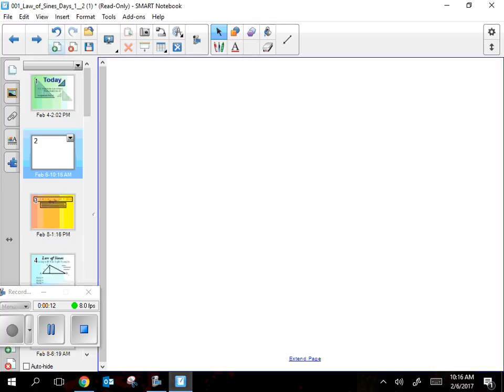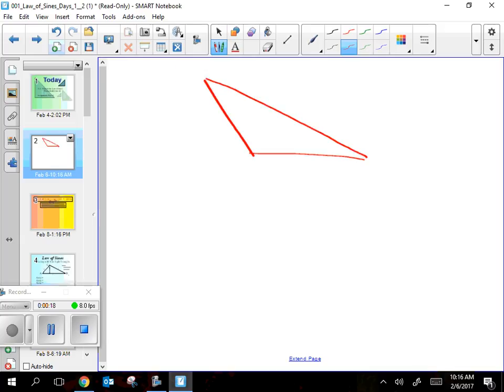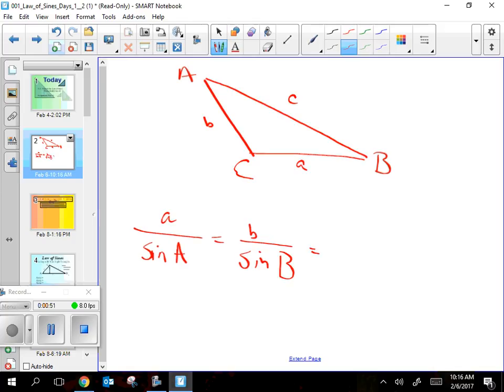Let's write it down. If you have a triangle set up where angle A and little a are across from each other, and angle B and little b are across from each other, and angle C and little c are across from each other, then even if it's not a right triangle, we've got this cool formula that will work. Little a over sine big A equals little b over sine big B equals little c over sine big C.